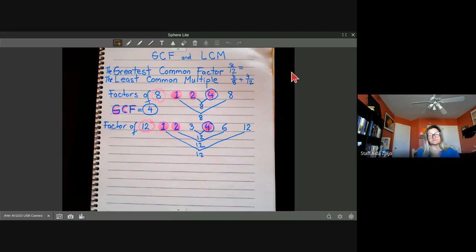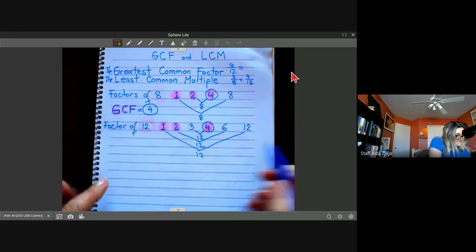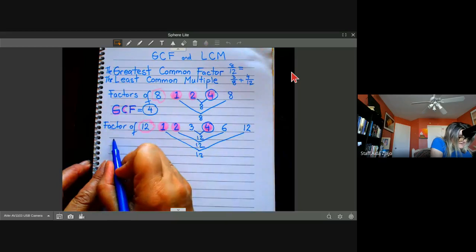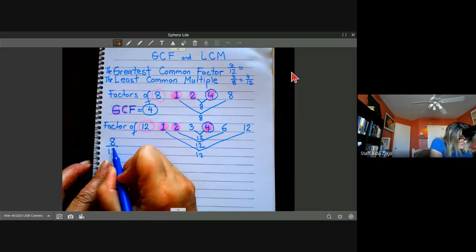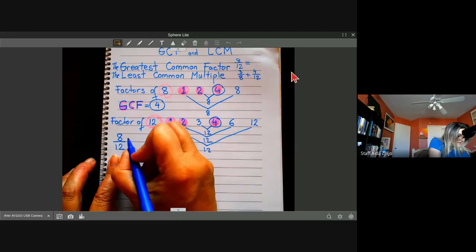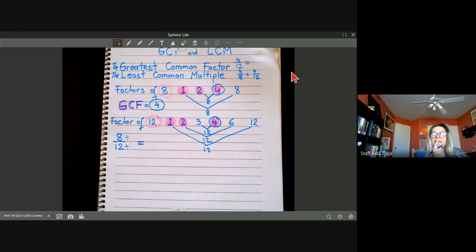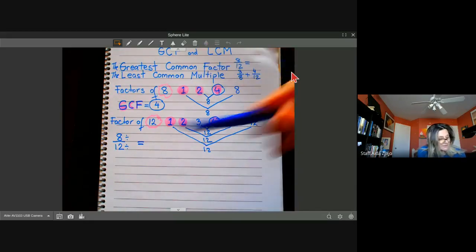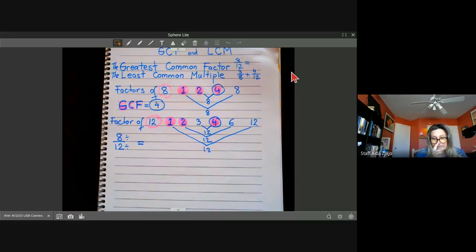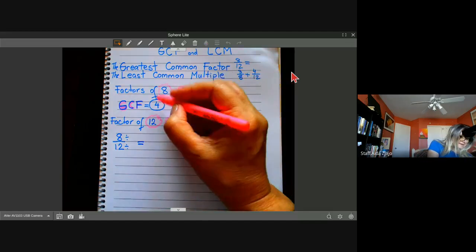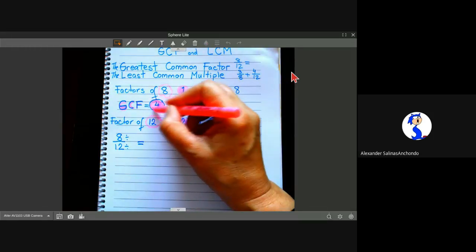Okay, so now when we think about how we can use it, we can see this 8/12. If I needed to simplify 8/12, what do I need to divide the top and the bottom number by to get the same fraction? What do you think can help you figure out how to simplify this fraction the easiest way? What should I divide both numbers by? 4.